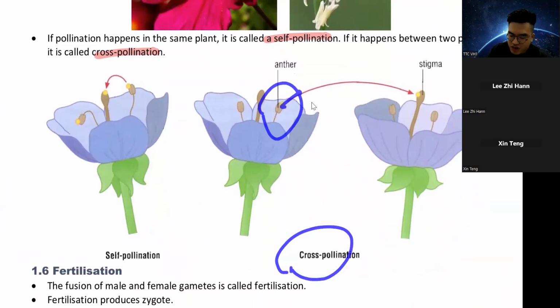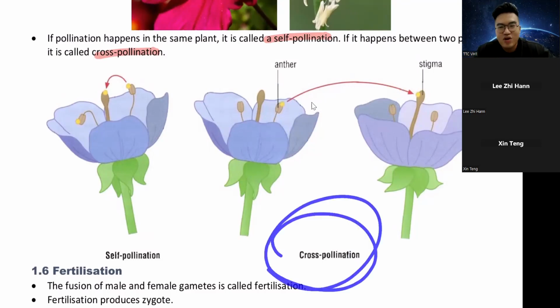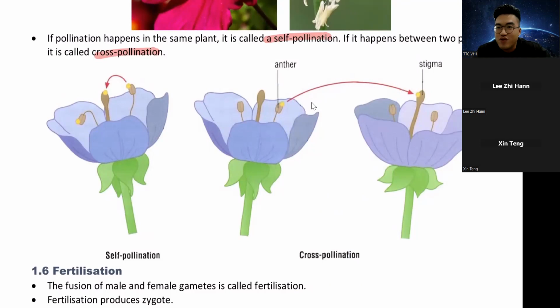Cross-pollination is when you cross to another plant. From this anther, you cross it. Okay, cross-pollination. Guys, I don't know whether you know this. This is how they create new types of fruit. Not really new, but new breeds.